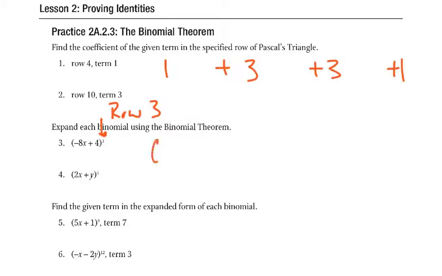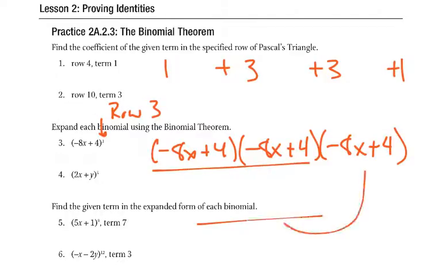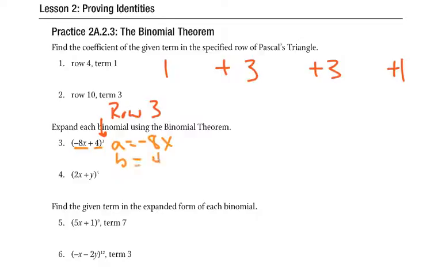You know, it's like we're saying negative 8x plus 4 times negative 8x plus 4 times negative 8x plus 4, right? That's what cubed means. So we'd have to use the area model for this, find that, then use that times this for the area model to get our thing. So with 3 it doesn't seem too bad, but believe me, it gets pretty complex. Okay, so now we need to figure out what is A and what is B. So A is negative 8x and B is 4.